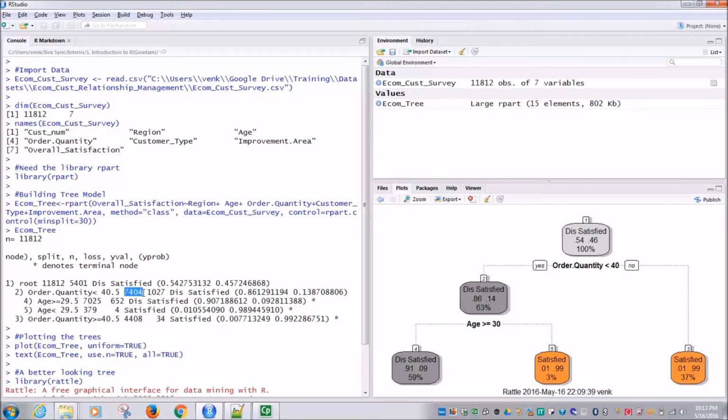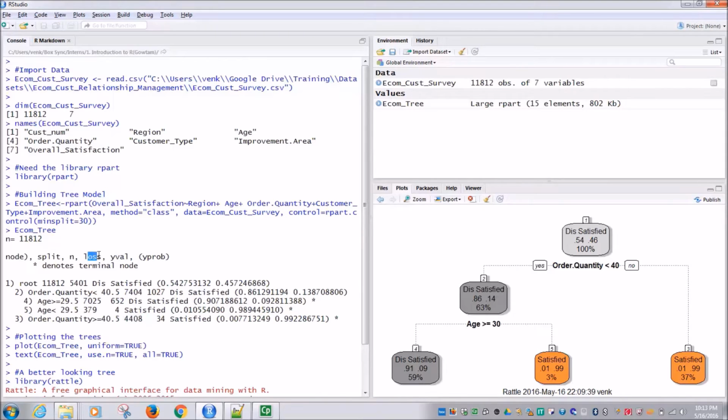So for each node, how many records are there in that node. Age greater than or equal to 29.5, that is the fourth node. How many records are there? 652 records. Oh sorry, it's not 652, it's 7025. So there are 7,400 records in the second node, in the fourth node there are 7025 records, and in the fifth node there are 379 records. You can see that this is the fifth node which has 379 records. Again the third node has 4,408 records. Okay, these are the number of records.